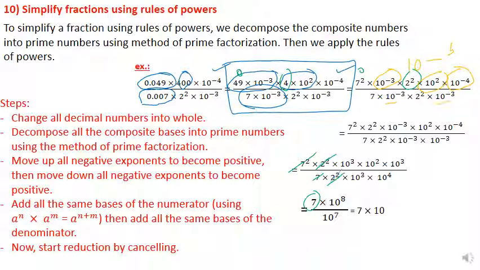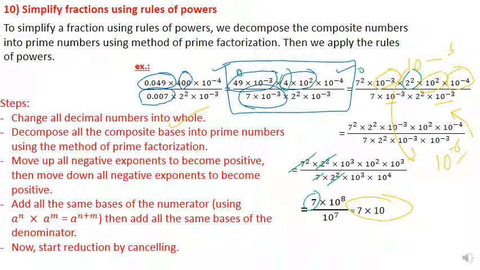Now down, what do we have? 10 to the power minus 3 with 10 to the power minus 3 is 10 to the power minus 6. If you just switch their places, if you get 10 to the power minus 6 up and 10 to the power minus 5 down, you will get at the end 7 times 10. So the steps are very easy.